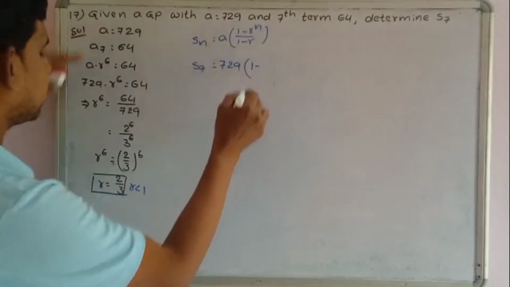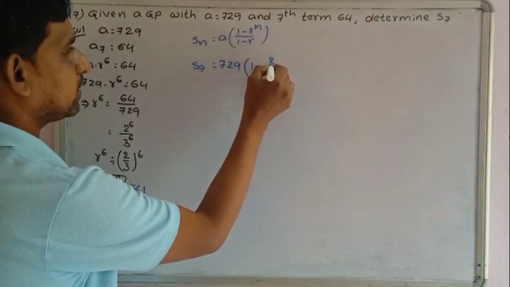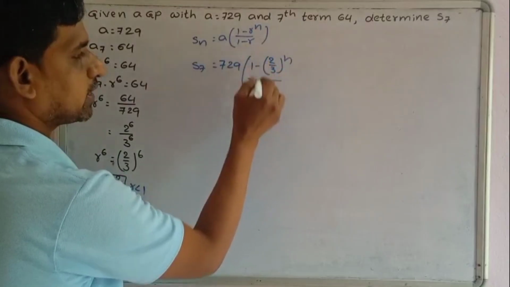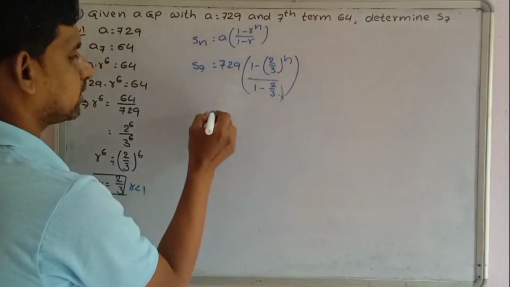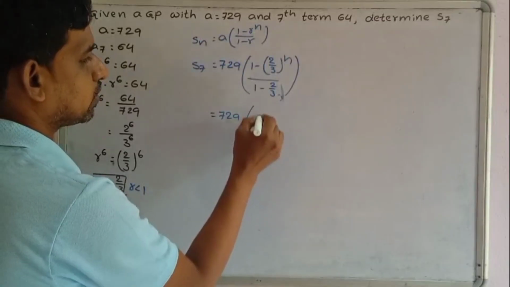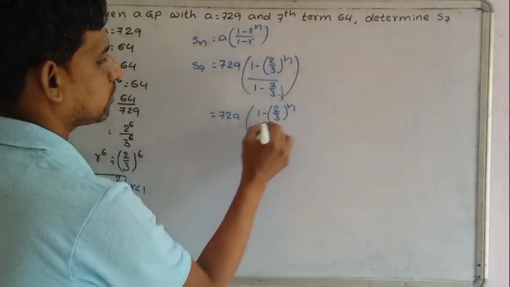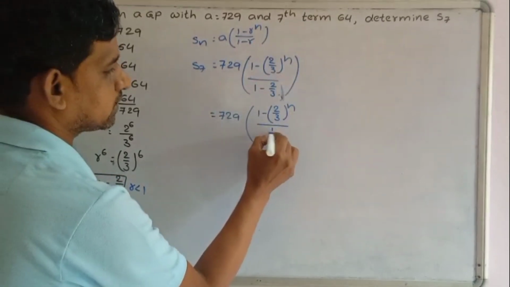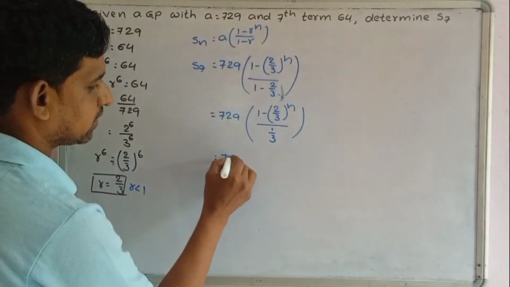29 into 1 minus r value 2 by 3 whole power n, divided by 1 minus 2 by 3. That equals 729 into 1 minus 2 by 3 whole power n over 1 minus 2 by 3. 3 ones are 3, 3 minus 2 is 1 by 3.